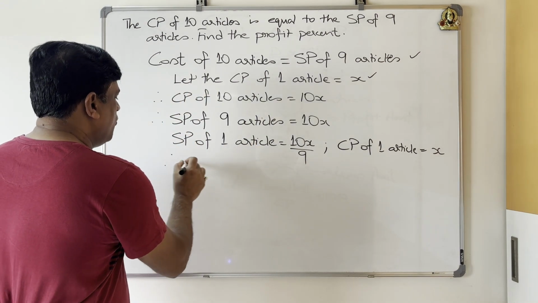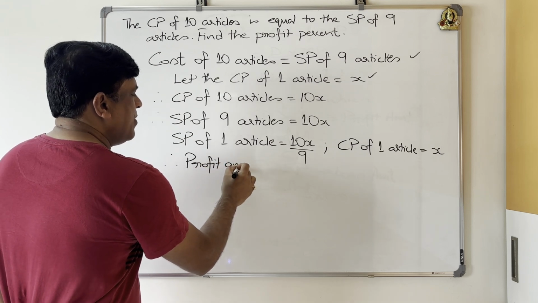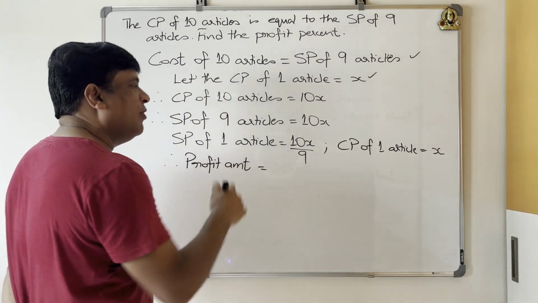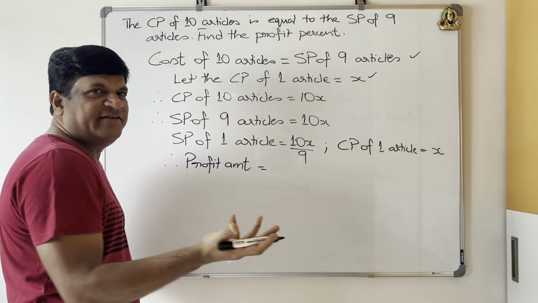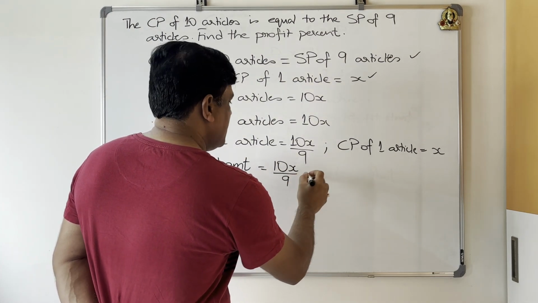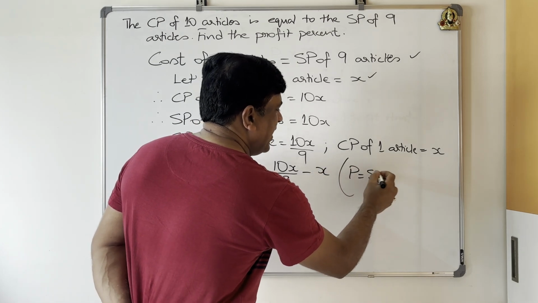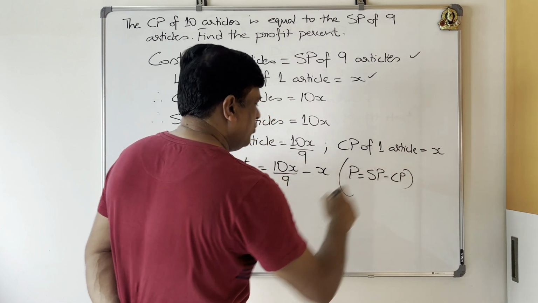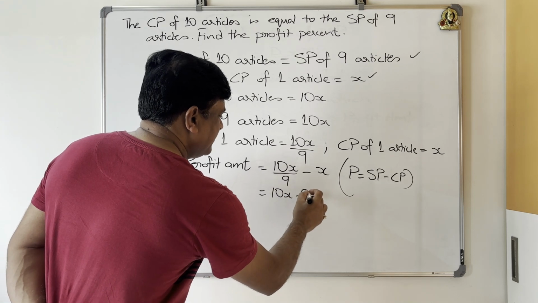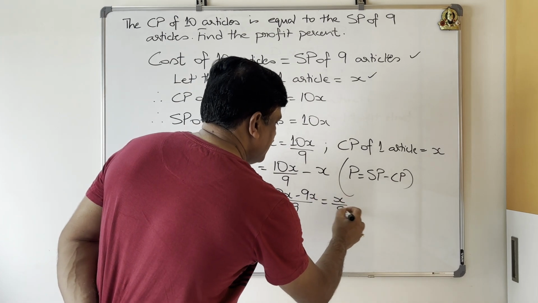So what will be my profit amount? I'm going to consider only one article and calculate the profit amount. It will be applicable to as many articles as they sell. So it's going to be 10x by 9 minus x, because profit is equal to SP minus CP. We know that. So what are you going to get over here? It will be 10x minus 9x by 9, which is equal to x by 9.